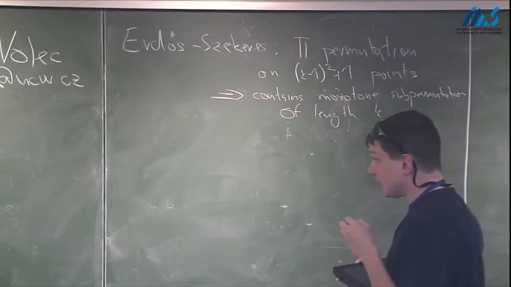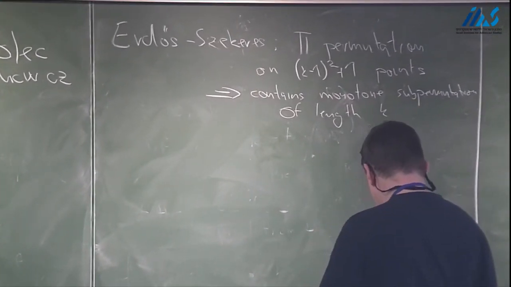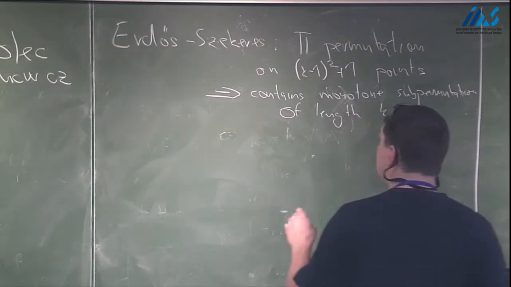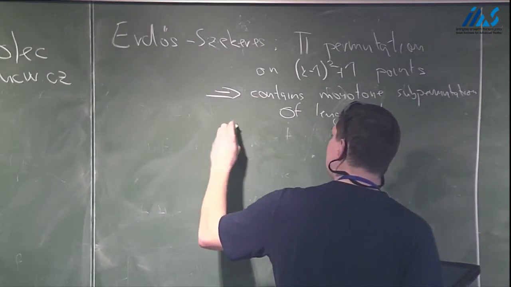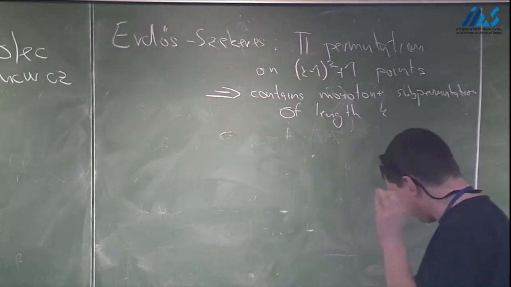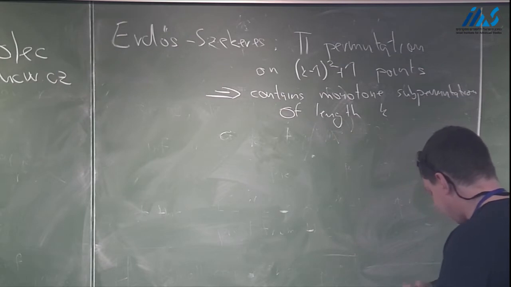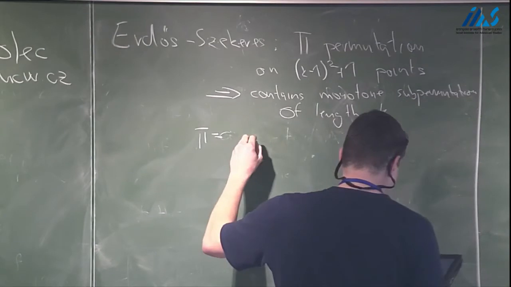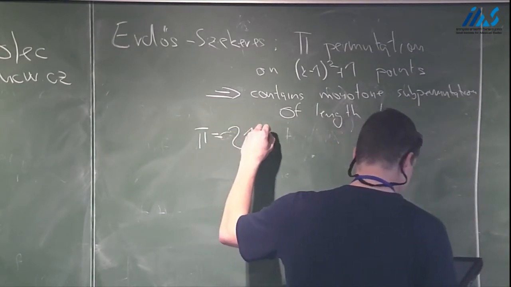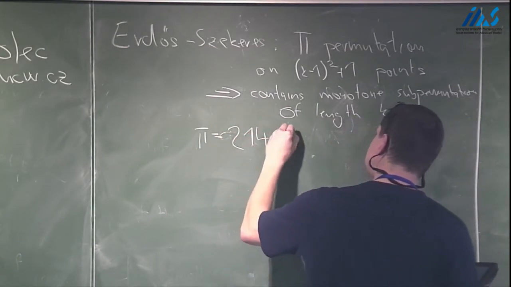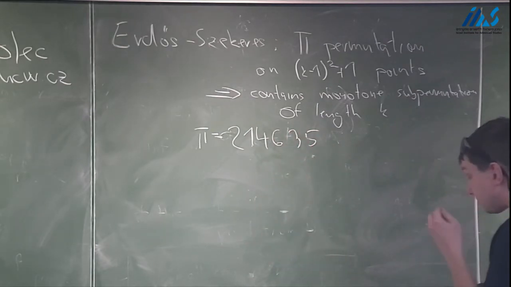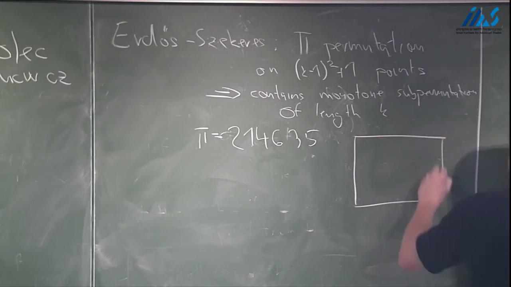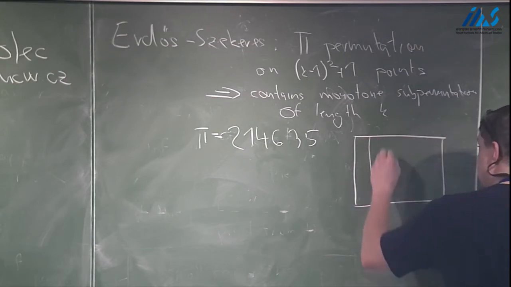And what do I mean by subpermutation? Maybe let me first show you an example that I prepared. So if my permutation pi would be 2, 1, 4, 6, 3, 5, then I can imagine that I draw a 6 times 6 square.